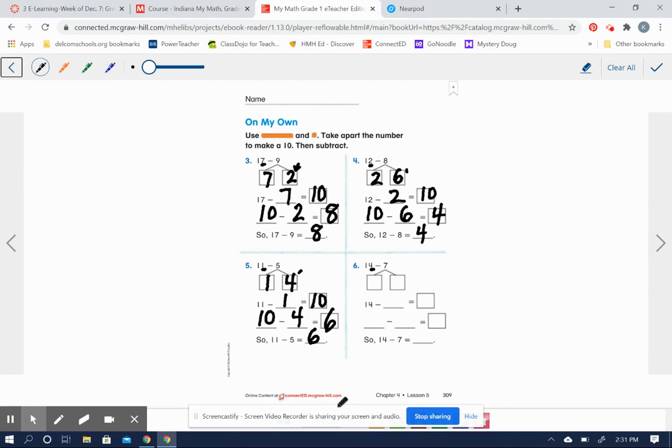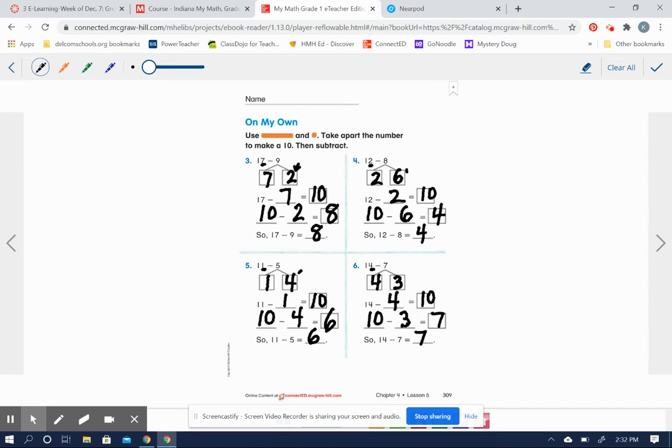14 minus 7. 4 has to go here, and 4 is what we're going to subtract from the 14. 4 plus what equals 7? Yeah, 3. So we're going to subtract 3 here, and 14 minus 4 gives us our 10. Now we're going to start with 10 and subtract 3, and that gives us 7. 14 minus 7 equals 7.